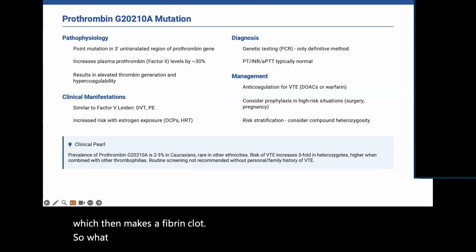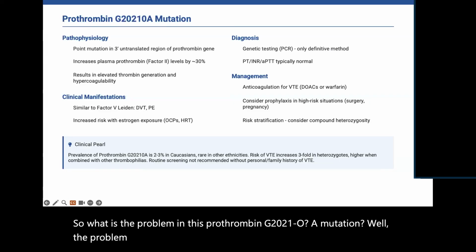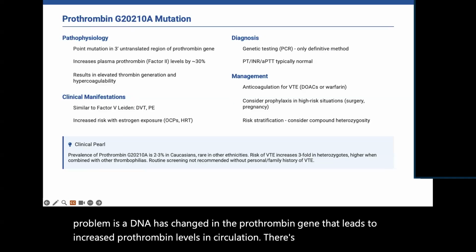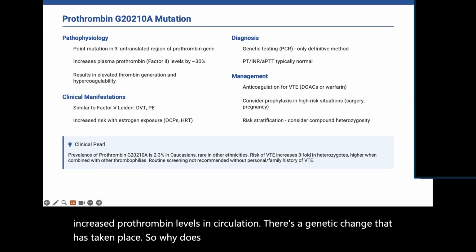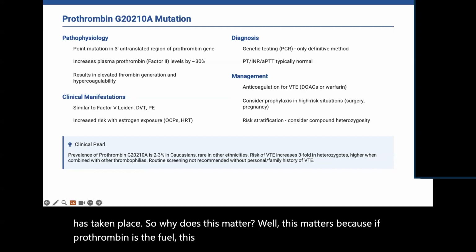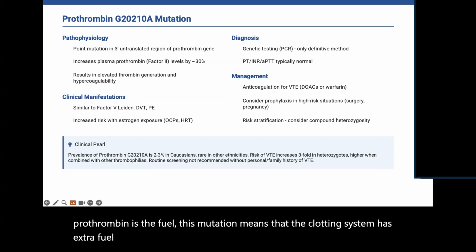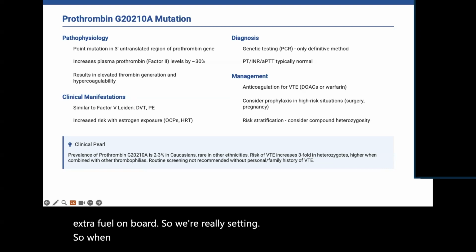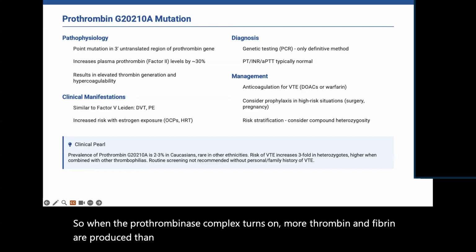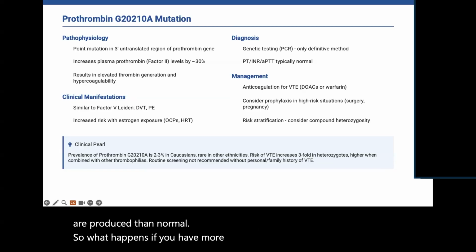So what is the problem in this prothrombin G20210A mutation? Well, the DNA has changed in the prothrombin gene, which leads to increased prothrombin levels in circulation. There's a genetic change that has taken place. So why does this matter? Well, if prothrombin is the fuel, this mutation means that the clotting system has extra fuel on board. So we're really setting a fire. When the prothrombinase complex turns on, more thrombin and fibrin are produced than normal. So what happens if you have more prothrombin and thrombin and fibrin? Clot.